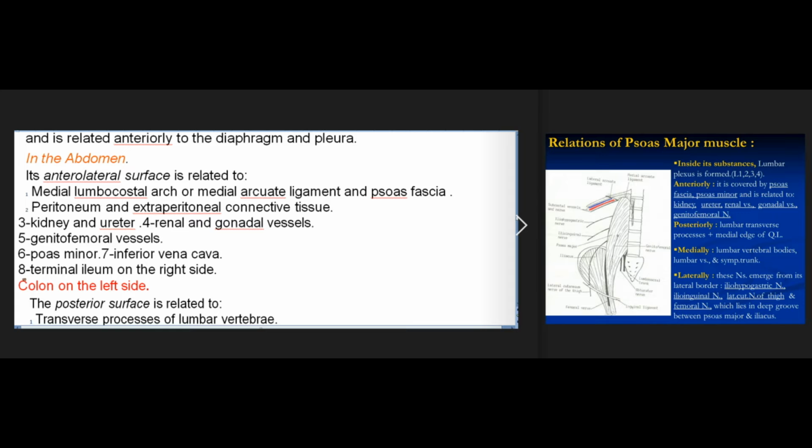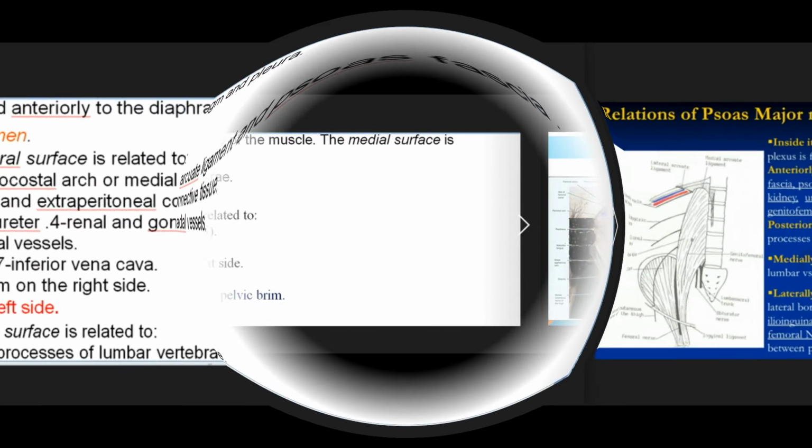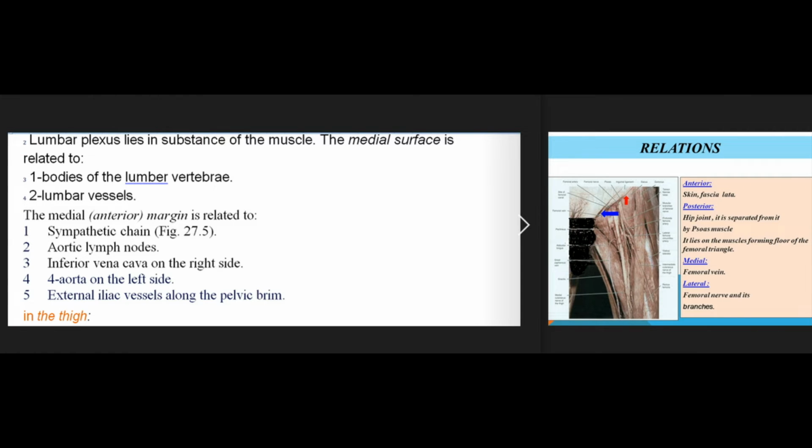The posterior surface is related to: 1. Transverse processes of lumbar vertebrae. 2. Lumbar plexus lies in substance of the muscle. The medial surface is related to: 1. Bodies of the lumbar vertebrae. 2. Lumbar vessels.